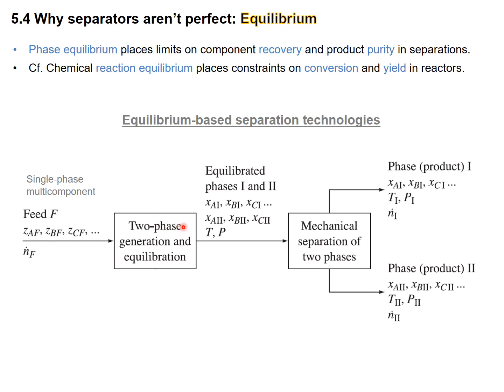Right now, we have two phases, and then in the second unit, you will separate those two phases. So, to the top stream, you will have phase 1, and in the bottom stream, you have phase 2. So, each composition there, and also the temperature and pressure for phase 1 and temperature and pressure for phase 2 could be different after separation. That is a big picture for the equilibrium-based separation technologies.